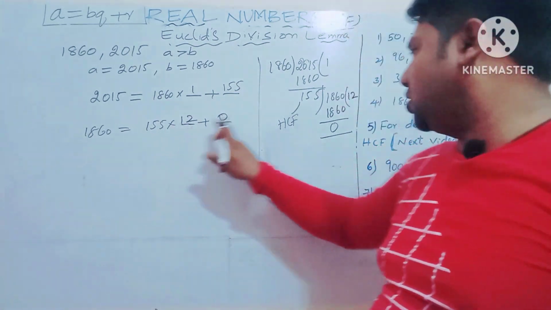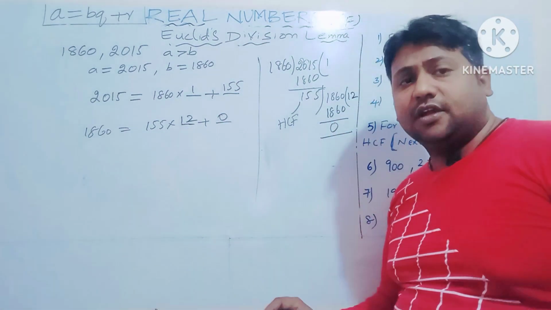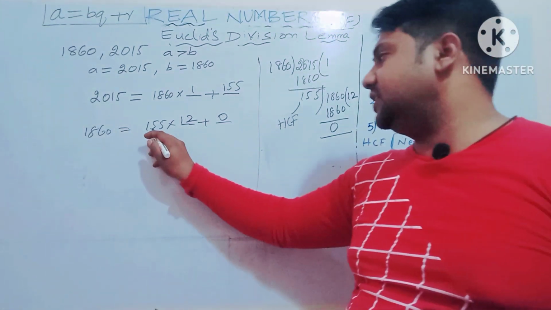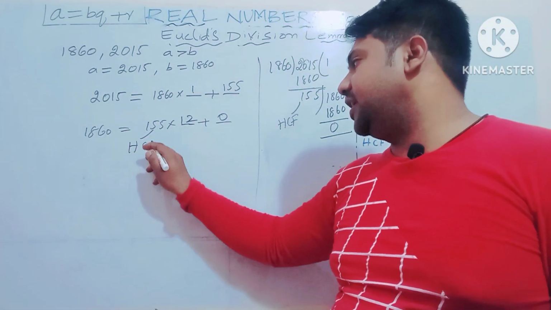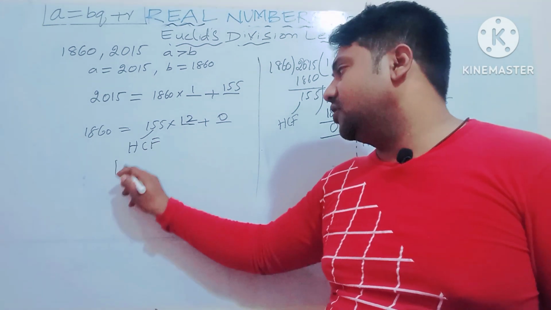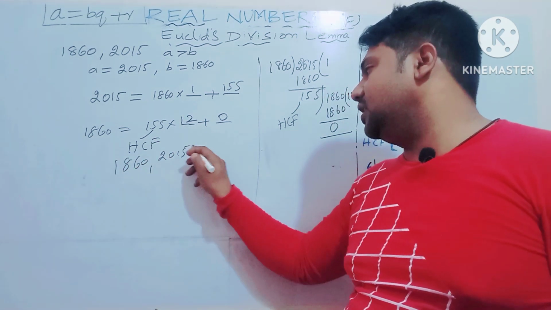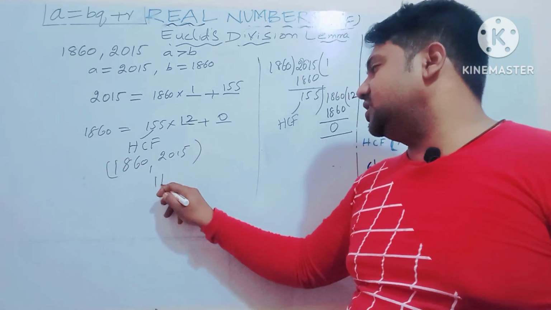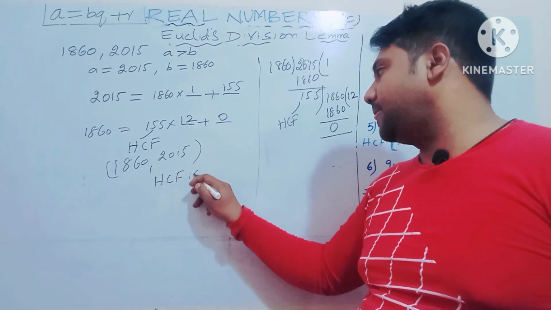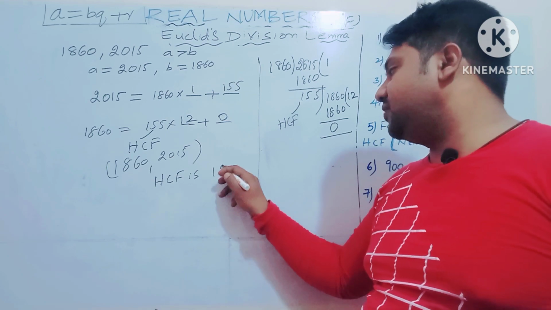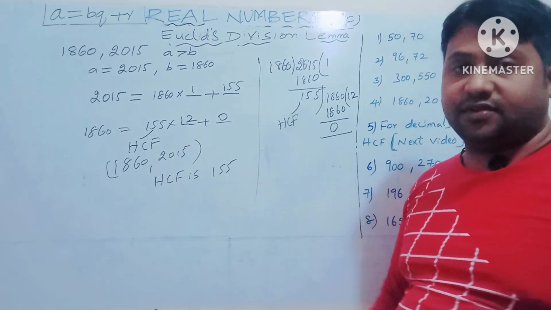So 155 into 12 is how much? 1860. So our HCF for 1860 and 2015 is 155. You can see here, 155.